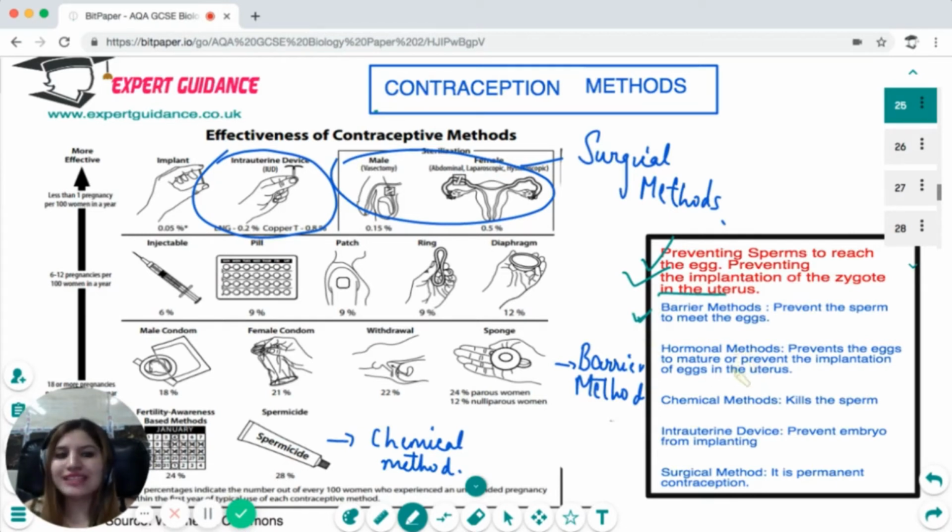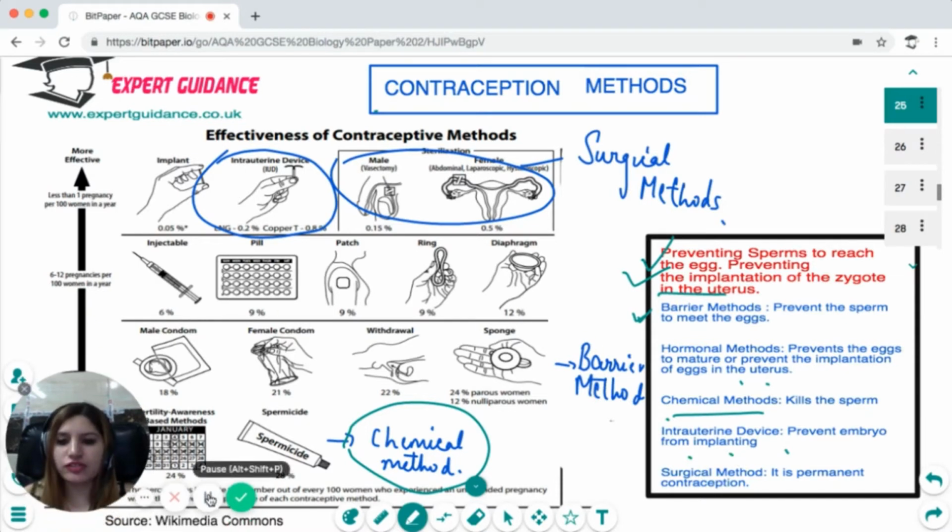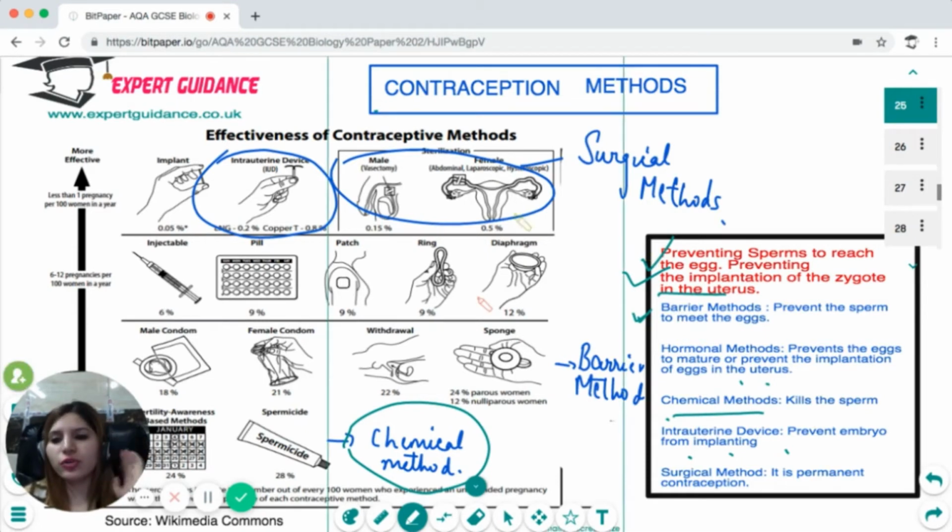which prevents the egg from maturing or prevents the implantation of the egg in the uterus, or the chemical method, which uses spermicide to kill the sperms, or the intrauterine device, which prevents the embryo from implanting, or the surgical method, which provides permanent contraception. Okay, so these are the various contraception methods, and they can come in a long note maker or a small question. So you should know what the various contraception methods are.